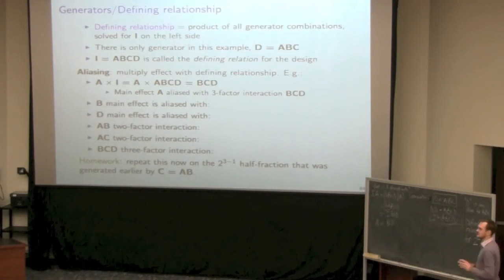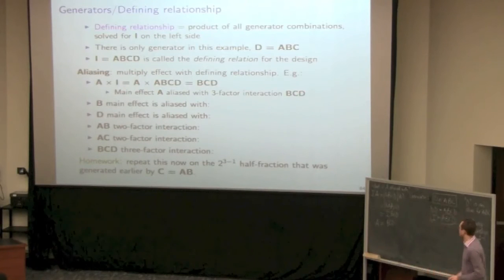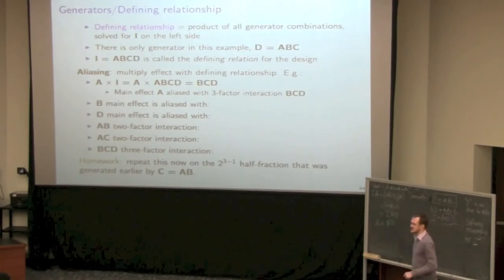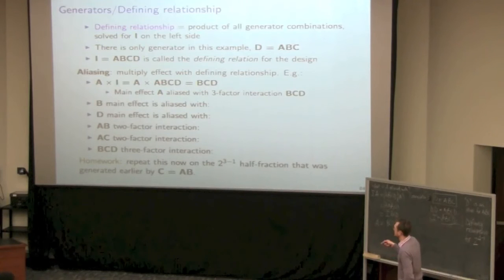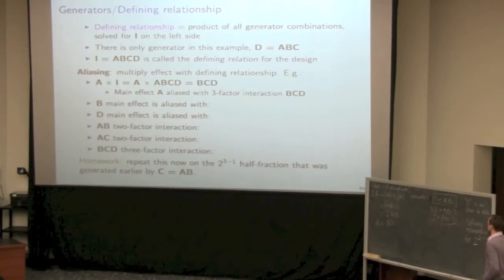And that might be a great thing because remember we said earlier that three-factor interactions are almost never important. So the conclusion I would take from this is that the coefficient I've estimated for A probably is the A coefficient, assuming that BCD is negligible or not significant. Take a minute and calculate the B aliasing and D's aliasing, and then also calculate what's aliased with AB, AC, and calculate what BCD is aliased with. So take 2-3 minutes using this new form of algebra that you've learned to calculate that.